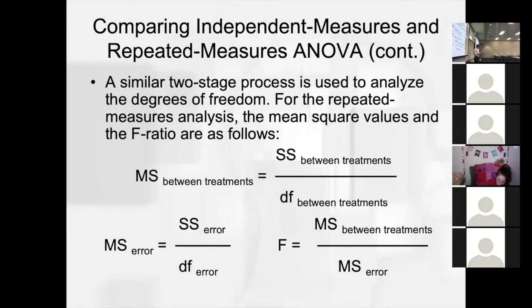So one of the biggest points of confusion I see on the exams is people getting tripped up with the between, right? We have two betweens now. We have between treatments and between subjects. The between treatments is what we're interested in for that F ratio. So between treatments is always going to be in that numerator. The between subjects is what's going to help us get that error, but we ignore it for the F ratio.